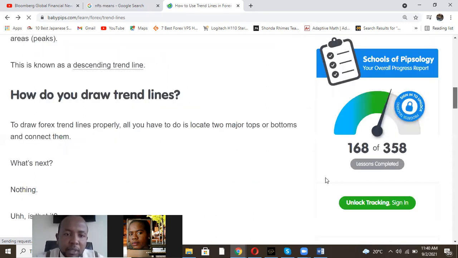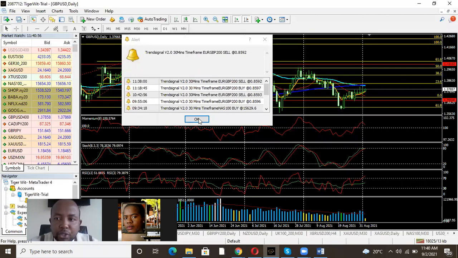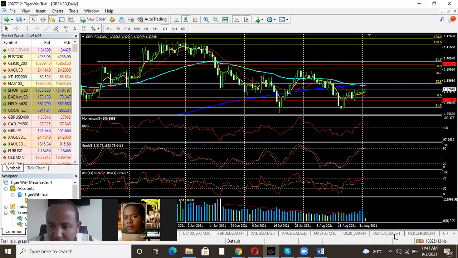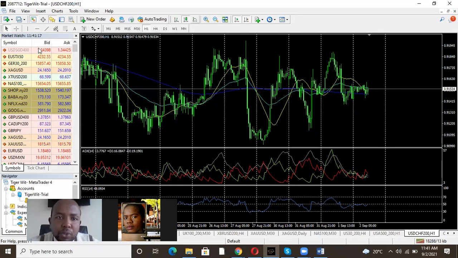So let me show you guys how to draw the trend line. I hope you have your MT4 with you there. So this is my chart. Yeah, I think Bruno, welcome. So let me open a naked chart. Let's not do US 500. Let's do this one. Yeah, this is a naked chart. This is USD CHF. So I want to draw trend lines on USD CHF.